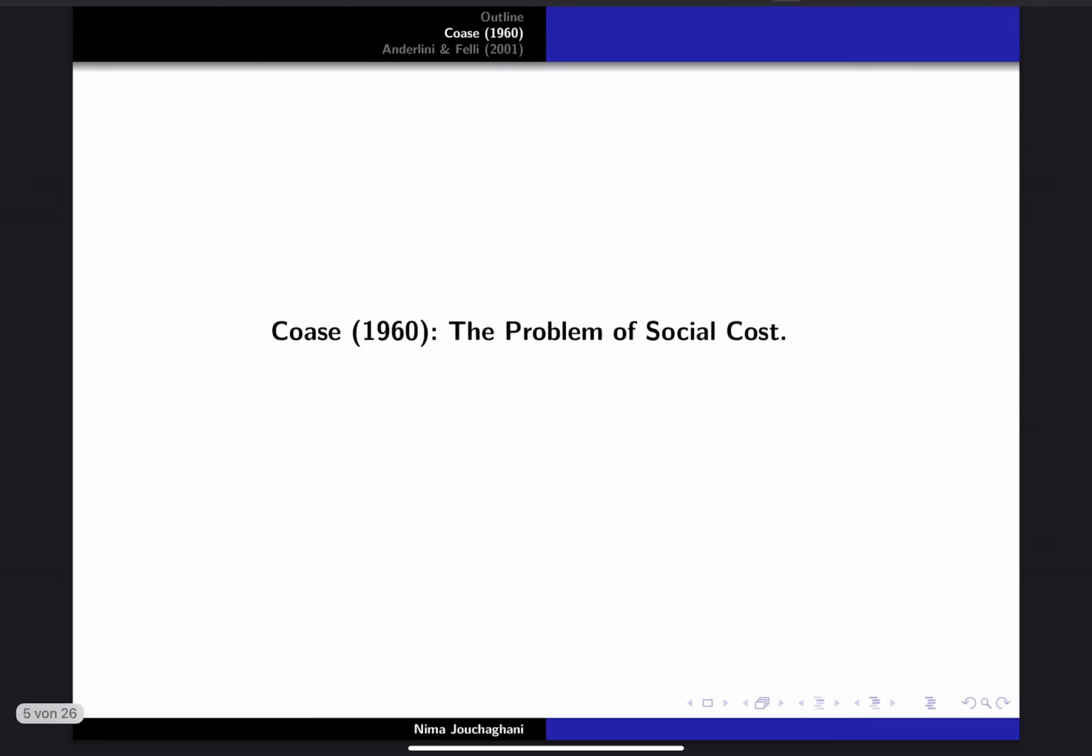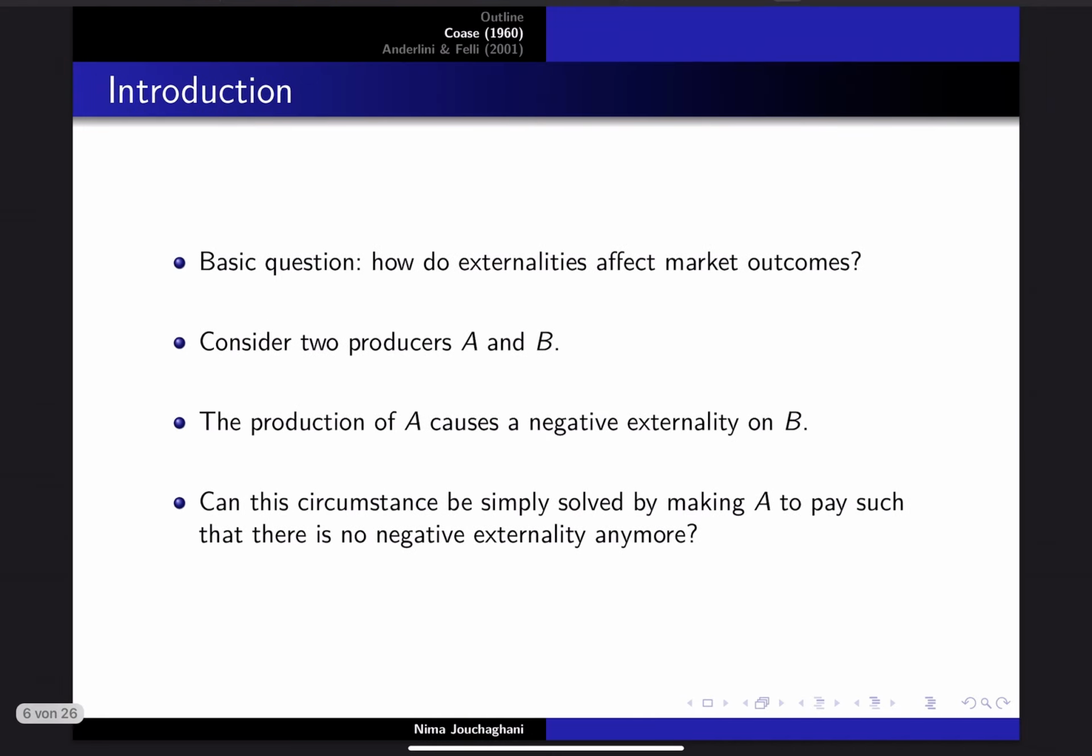So let's start with the Coase paper before we come to the other paper. The basic question in the Coase paper is, how do externalities affect market outcomes? So let's consider two producers, which we denote by A and B.